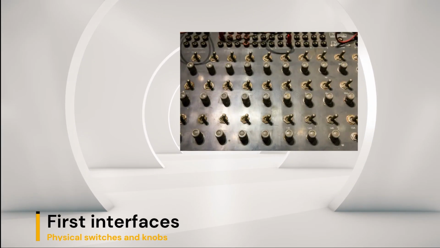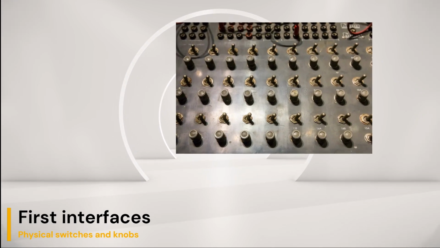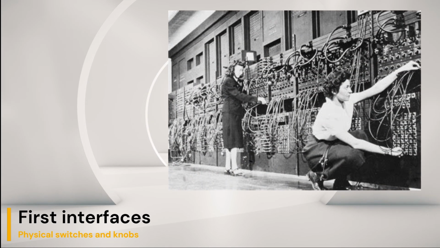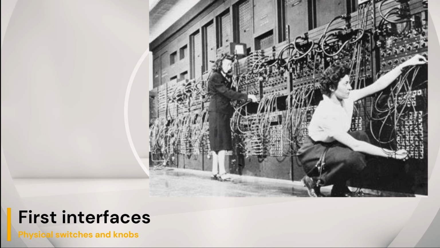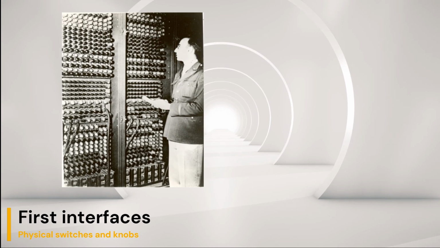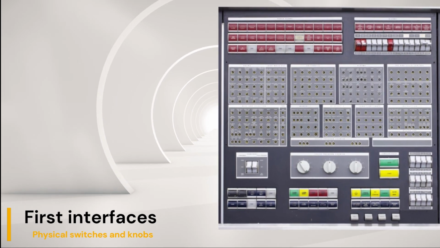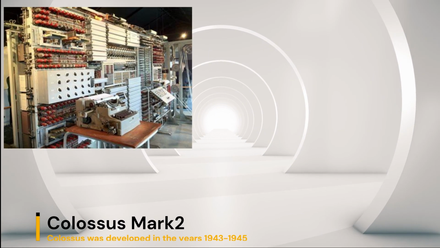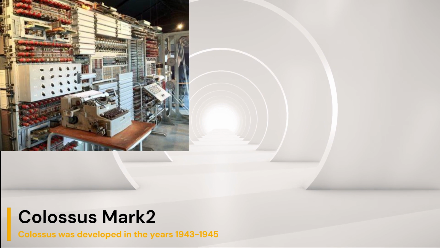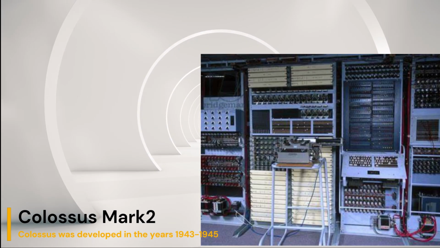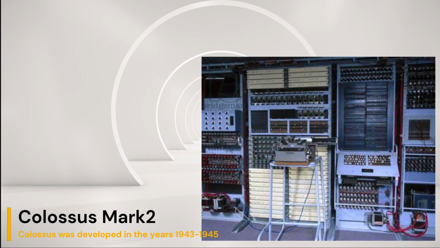Those first interfaces were purely physical, utilizing buttons, switches, cables, drums, knobs, and cranks. As computers evolved from mechanical devices into electronic, not much changed in the interface. Let's take a look at Colossus. These are images of Colossus Mark II. Not much of what we are used to. No screens, mice, or what we now use for a keyboard.